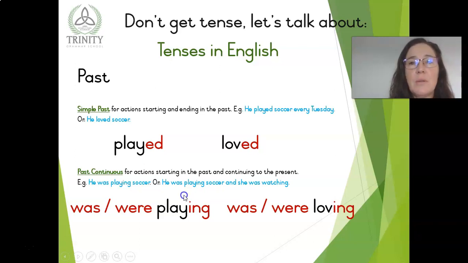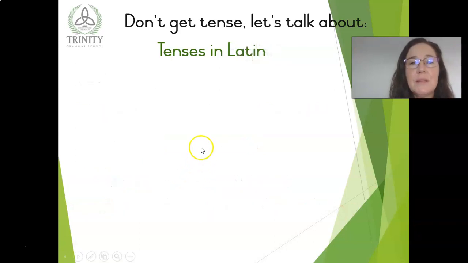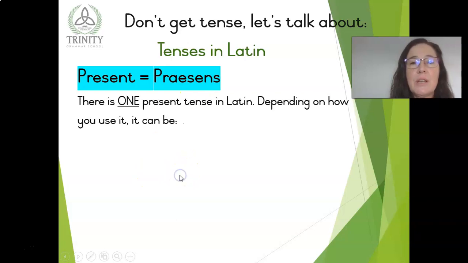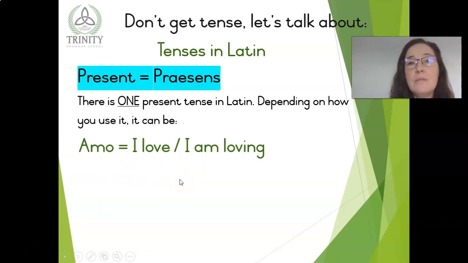So I just wanted to cover that ground in English before we get into our Latin. So tenses in Latin. We have already done the present or the praesens in our first conjugation verbs. And what is wonderful is that there's only one present tense in Latin. Okay, there isn't a simple present and a present continuous. There's one present tense in Latin, the praesens. And it depends on how you use it in the sentence. Amo can mean I love or I am loving.